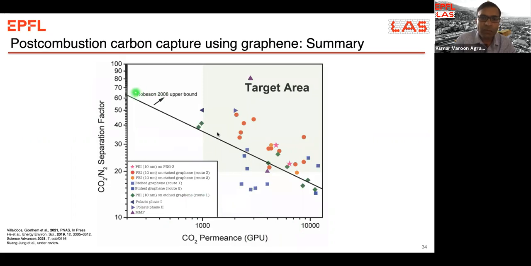This is a Robeson upper bound for polymeric membranes, calculated by converting the permeability of the polymer into permeance by multiplying by its thickness. And then what we show is that this entire area is being populated by the nanoporous graphene membranes that we have developed in the past 3 to 4 years.